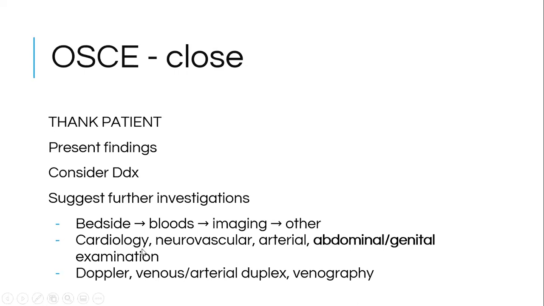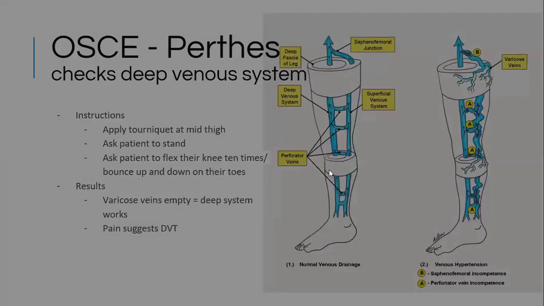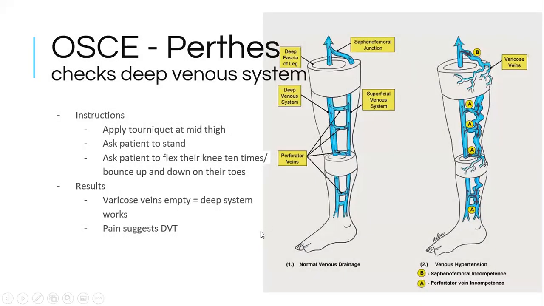You'll say, I want to do a cardiology exam, a neurovascular exam, an arterial exam, an abdominal or genital exam, especially to look for masses, anything that will increase your abdominal pressure, considering sending them off for abdominal ultrasounds, etc. And you can suggest doing a Doppler, a venous or arterial duplex, because the two diseases usually come together, or venography. Someone wanted to see the last slide again.